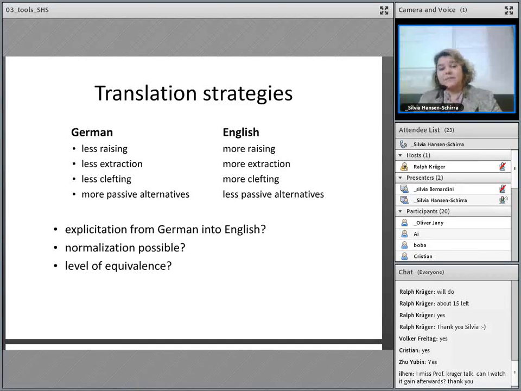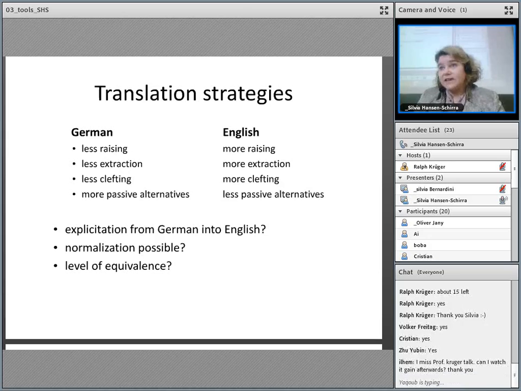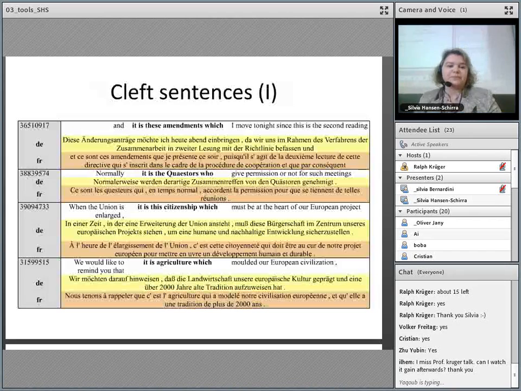And these structures can be problematic when translating a text from English into German or the other direction, because there are these typological differences and sometimes there are gaps and you don't know how to solve them in your translation. So let's have a look at some solutions.